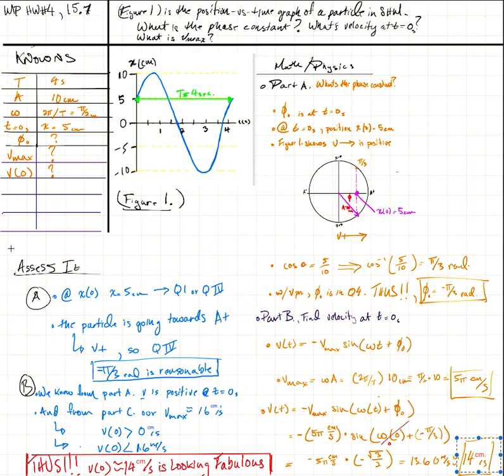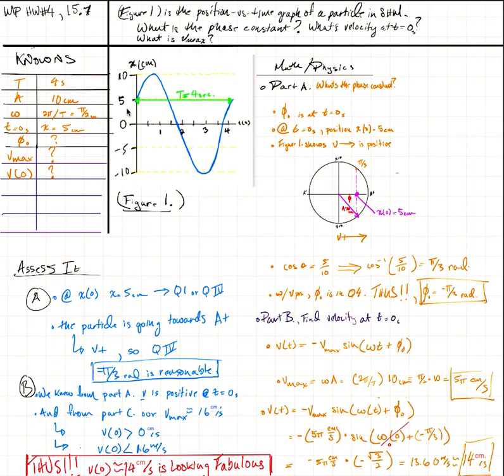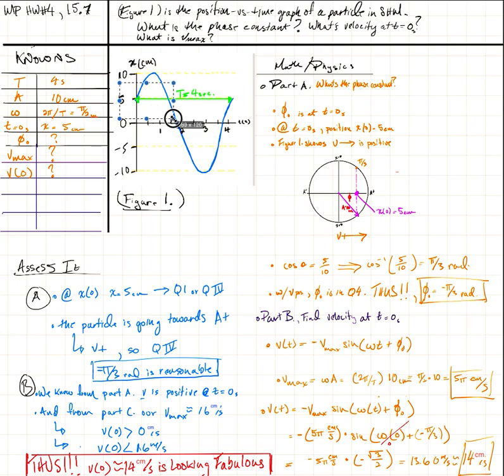Now, let's assess it. Part A. Is negative pi over 3 radians reasonable for our phase constant? So the position x equals 5 is positive. So that means our particle will be in either Q1 or Q4, and the positive velocity tells us it's Q4. So negative pi over 3 radians is reasonable.